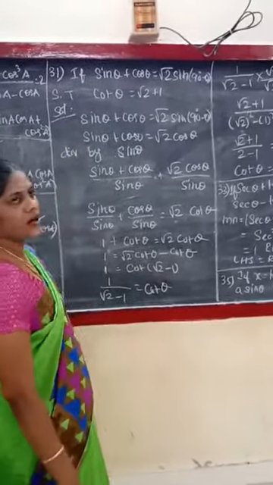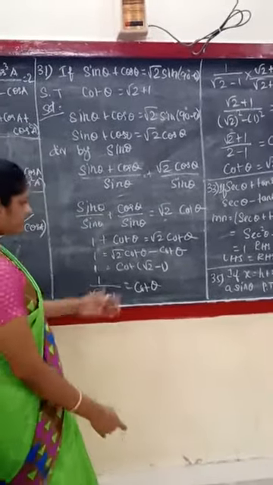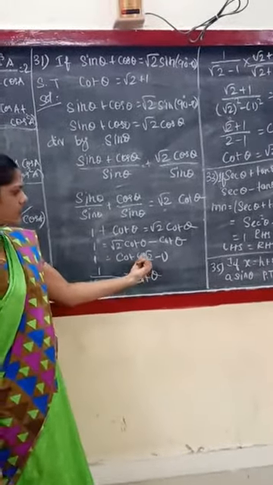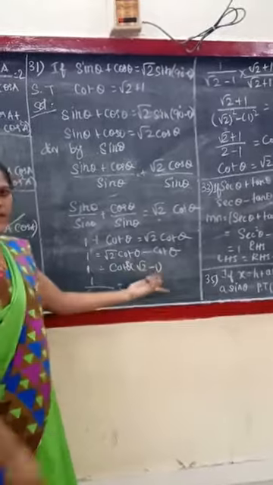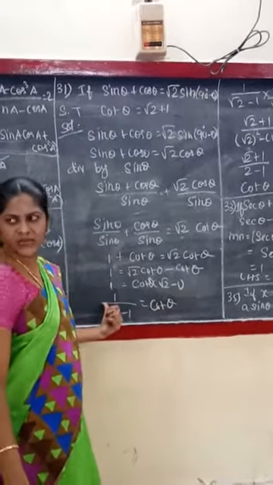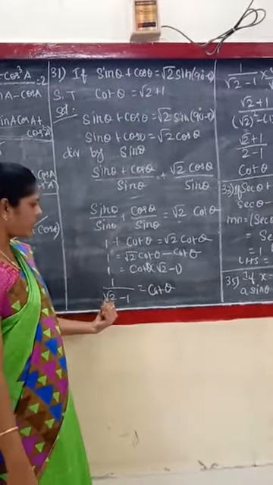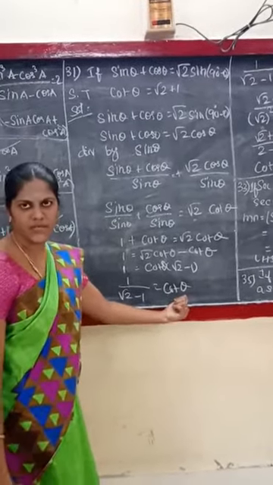What do we need to prove? Cot theta equals root 2 plus 1. So I kept cot theta alone here. Bring this root 2 minus 1 to the left hand side. So 1 divided by (root 2 minus 1) is equal to cot theta.